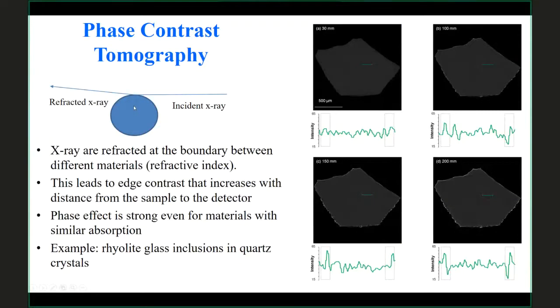hitting a lens. X-rays are the opposite of visible light. With visible light, this would be bent into the glass. With X-rays, it's bent away from the glass. But the angle of refraction with X-rays is very small. But if you put your scintillator far enough away from the sample, that angle translates into a significant distance, that's more than a pixel, and you can see it.